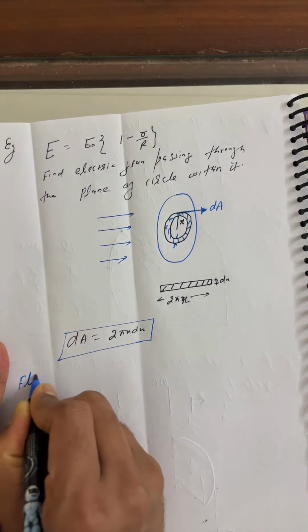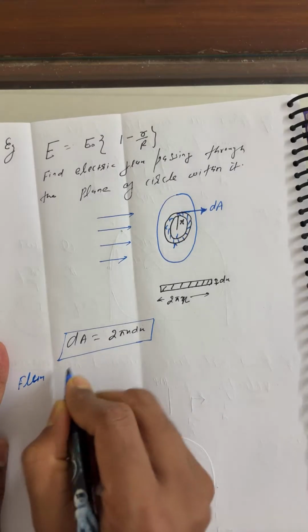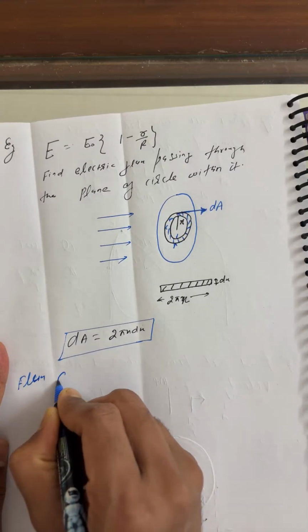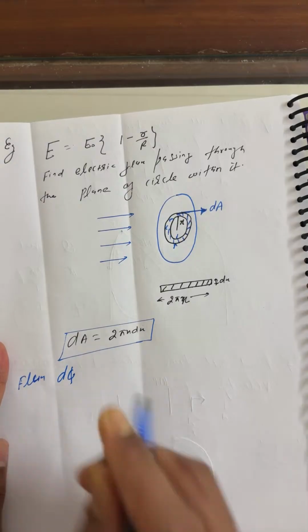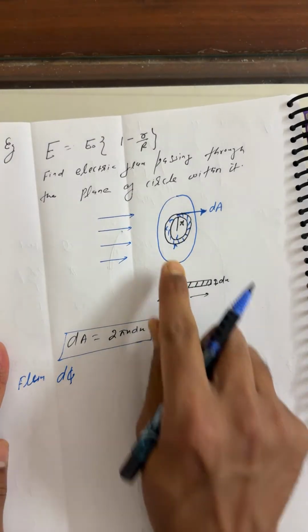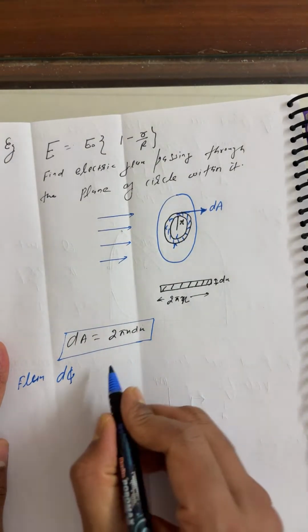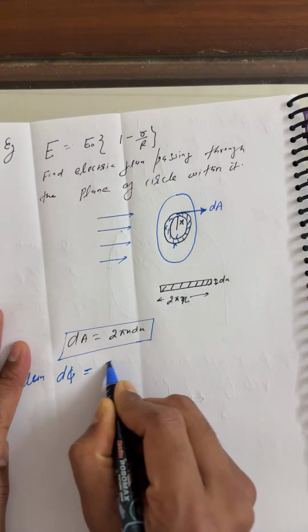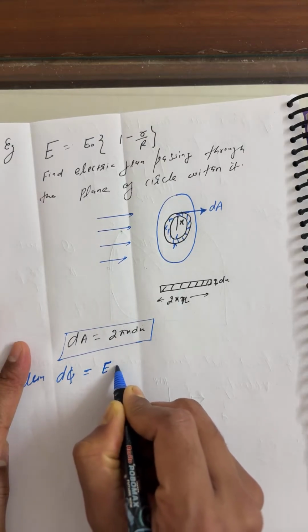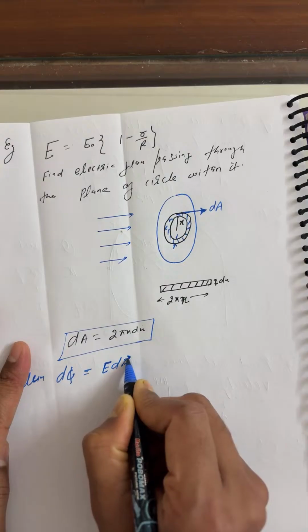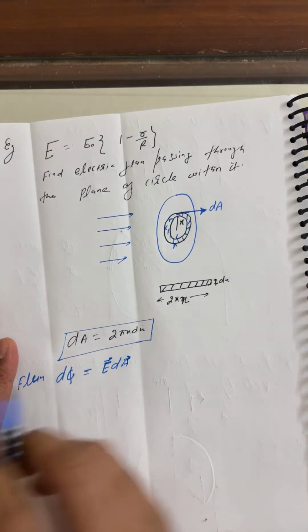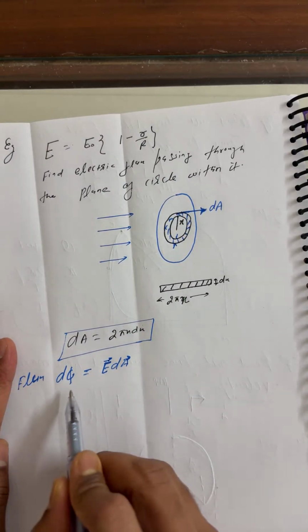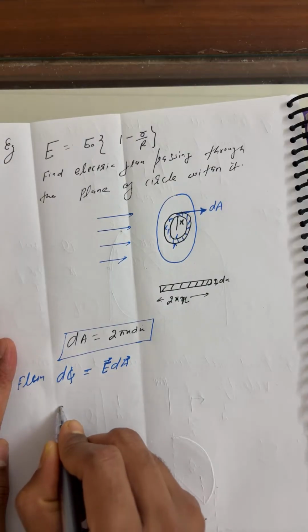Students, you can write the flux as d phi, because we are doing the operation for a small element. So d phi is E vector into dA vector.